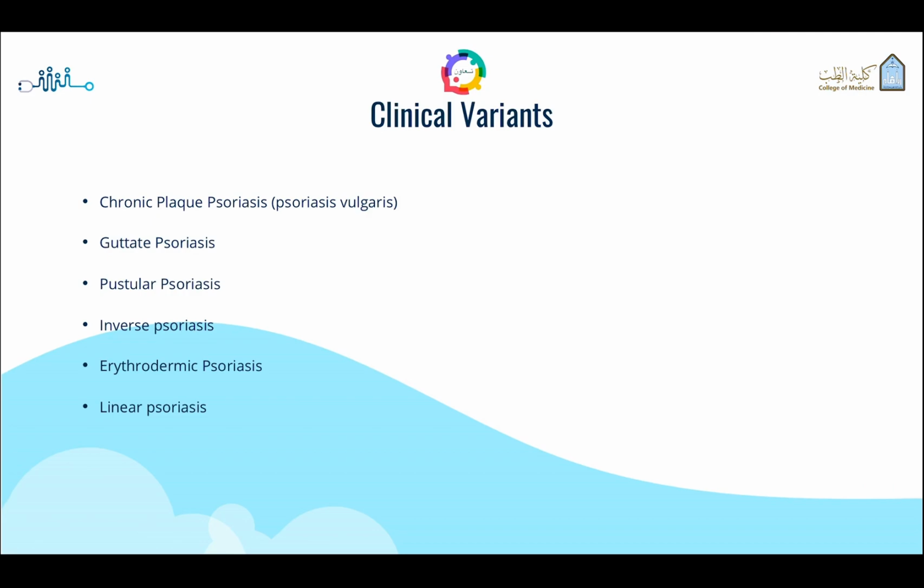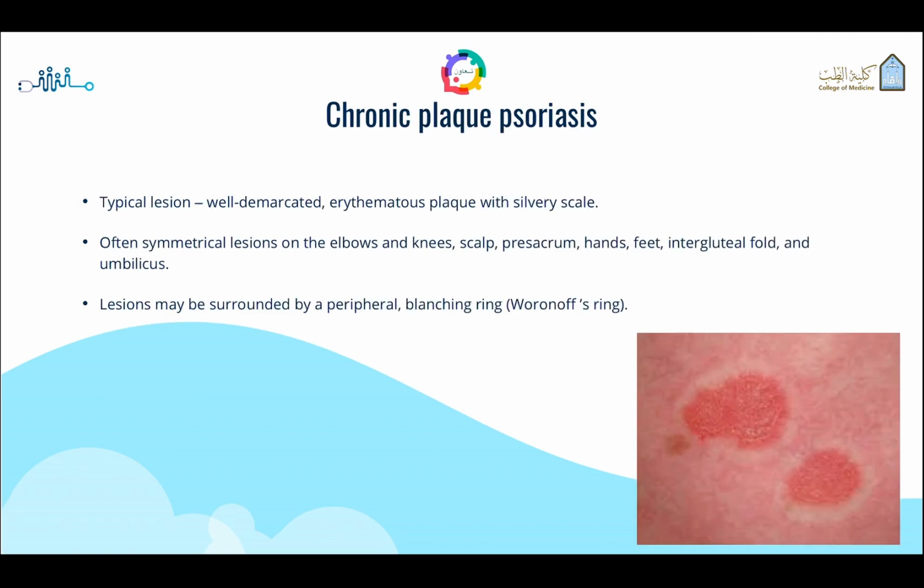For the clinical variants, psoriasis includes chronic plaque psoriasis, also called psoriasis vulgaris, as well as guttate psoriasis, pustular psoriasis, inverse psoriasis, erythrodermic, and linear psoriasis. For chronic plaque psoriasis, the typical lesion is a well-demarcated erythematous plaque with silvery scale. The silver scales are specific for psoriasis, and it often presents as symmetrical lesions on both elbows, knees, scalp, perisacrum, hands, feet, intergluteal folds, and umbilicus. The lesions can be surrounded by a peripheral blanching ring, as you can see in the picture. It is called a Woronoff ring, and this is also specific for psoriasis.